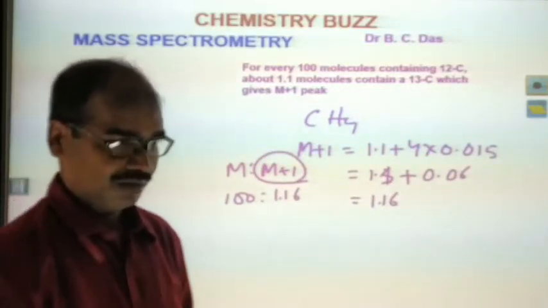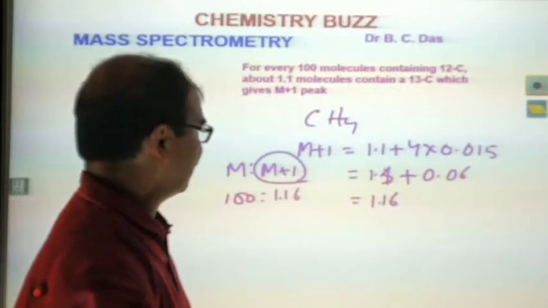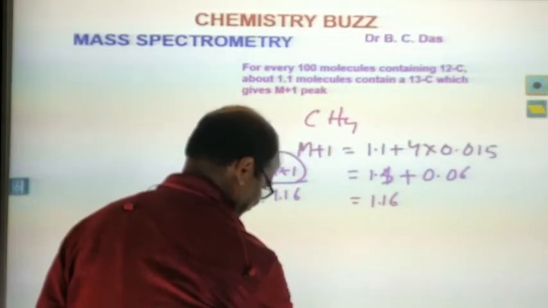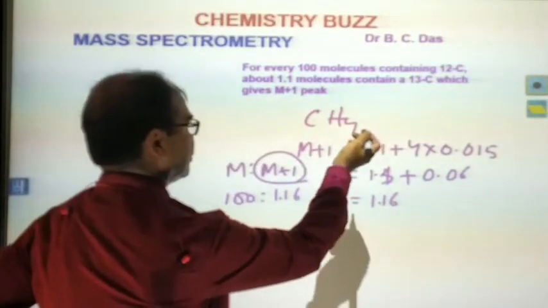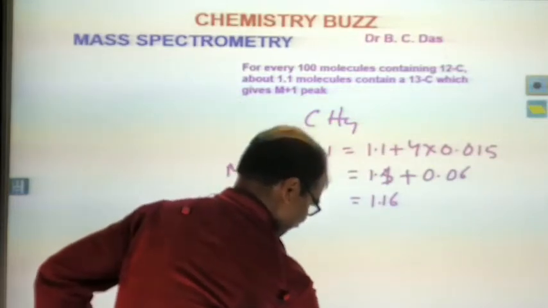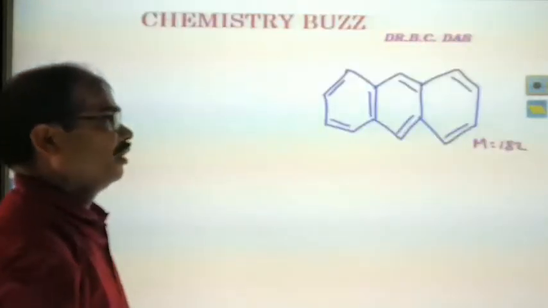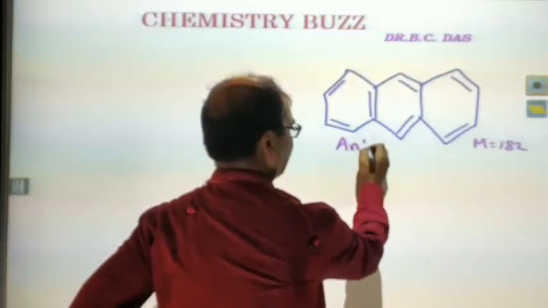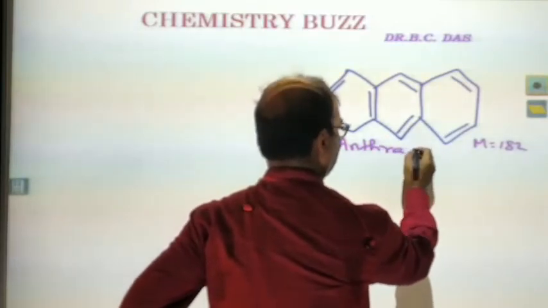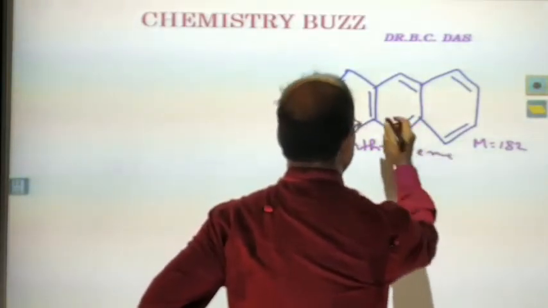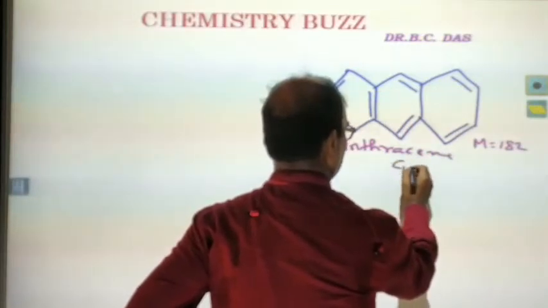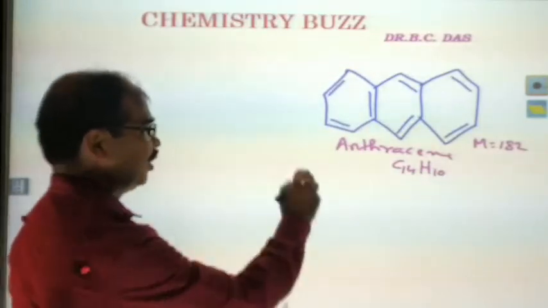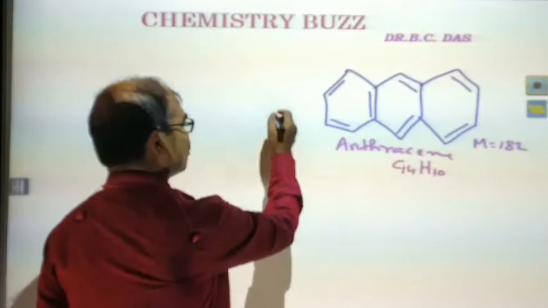For big molecules, the M plus 1 is noticed. So if you take the example of anthracene, it has 14 carbon atoms. Its molecular formula is C14H10. So we have to calculate the M plus 1 for it.